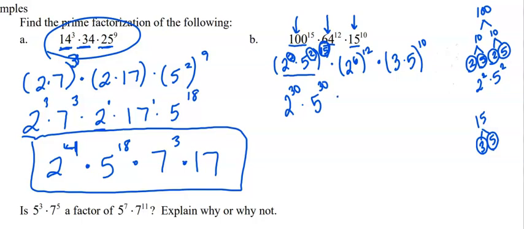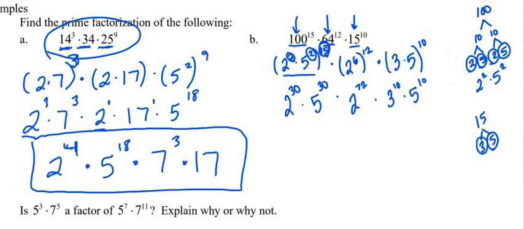Same thing here on this 2, power to another power, you're going to multiply. So that's 2 to the 72nd power when you do 6 times 12. And then here, this 3 gets raised to the 10th, and this 5 gets raised to the 10th.